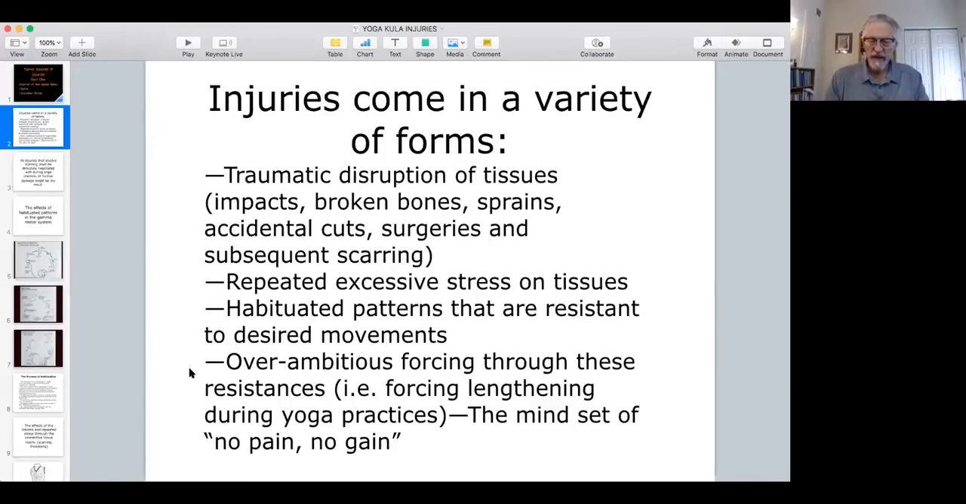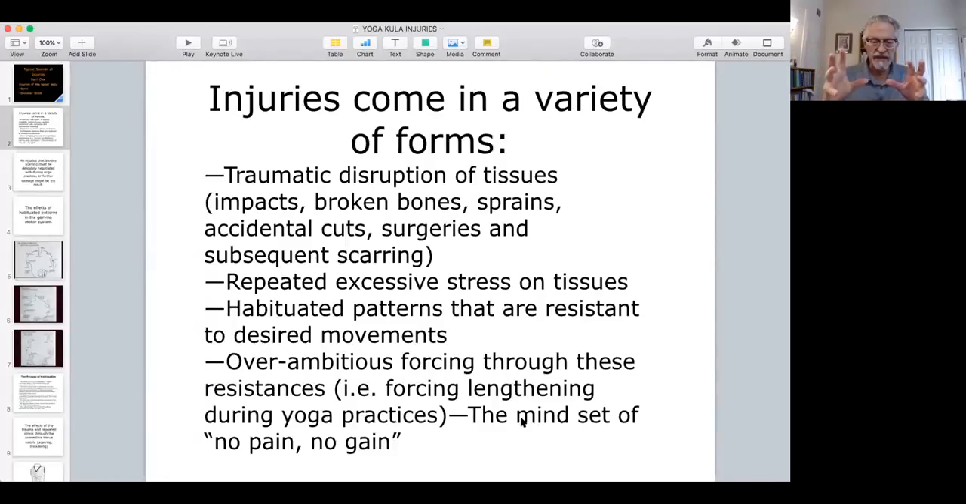And one of the very, very common sources of injury has to do with our mindset. Our minds can set us up for injuries through overambitious forcing through these resistances, i.e. forcing lengthening during yoga practices and not respecting resistance we run into and slowing down, becoming patient, negotiating with that resistance. And this is the mindset of no pain, no gain. We hear this over and over and over.